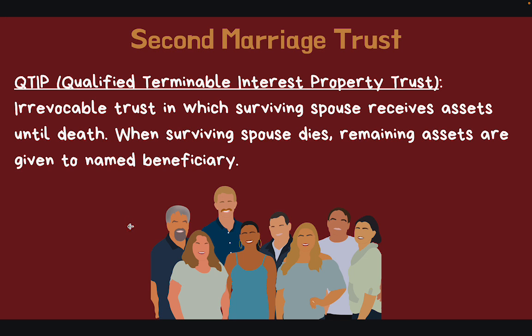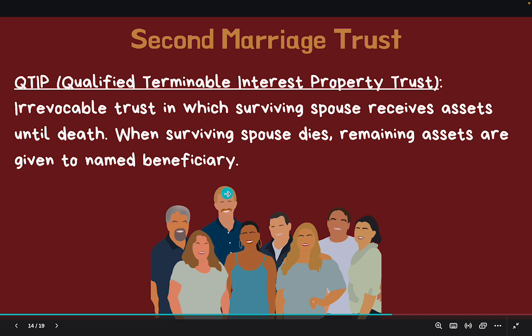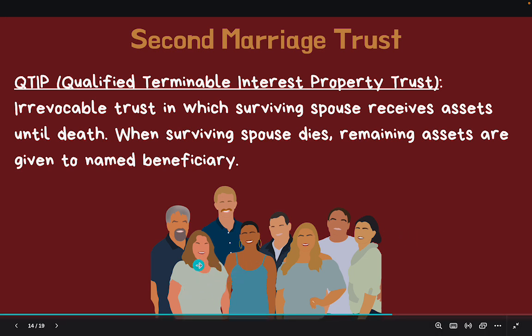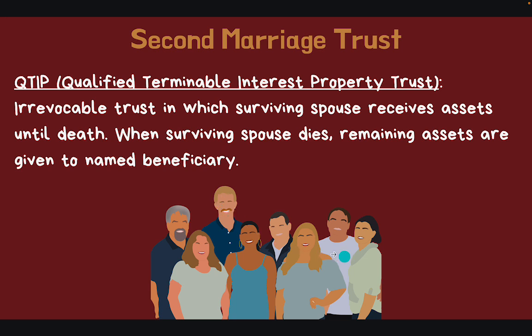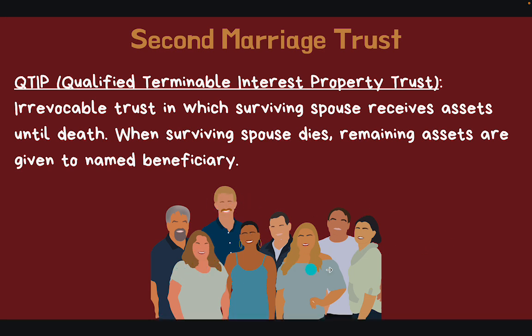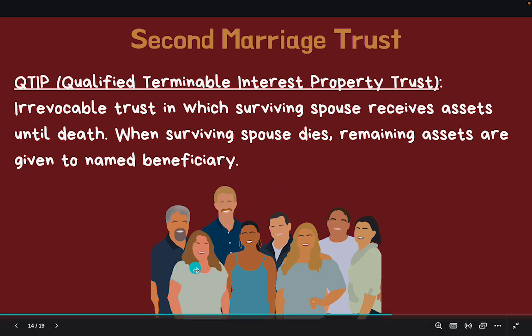Okay, it's an irrevocable trust in which the surviving spouse receives assets until death. When the surviving spouse dies, the remaining assets are given to the named beneficiary. I got it. Okay. They're married. It's a second marriage. He had all these kids from another marriage. So he says, listen, kids from my first marriage, when Sally dies, you will get everything that's left over, but I want to leave everything to Sally to help her out when I die until she dies. And once she dies, then you guys will have everything that's left over. And because they like Sally, they're okay with it.